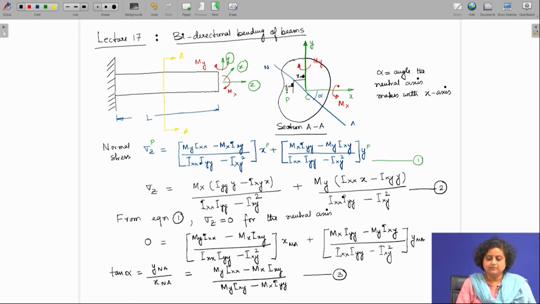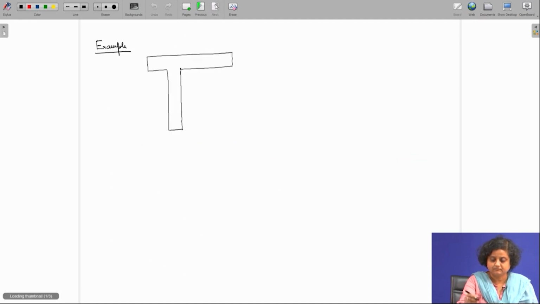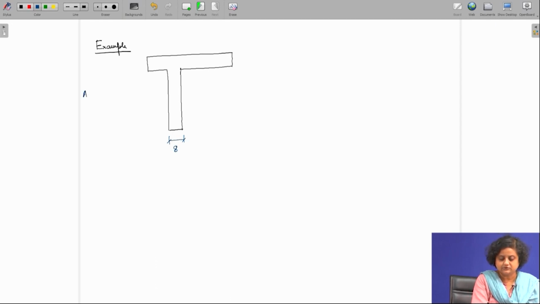Next, we will solve an example problem which will give us further clarity on how to use this equation to obtain the stress distribution in the cross section of a beam. So, let us do this example. This is the cross section of a beam. I will write down the dimensions of this beam. This is 8, all the dimensions are in mm.